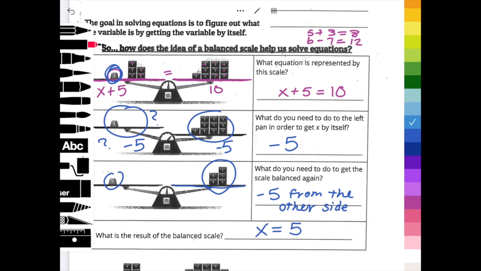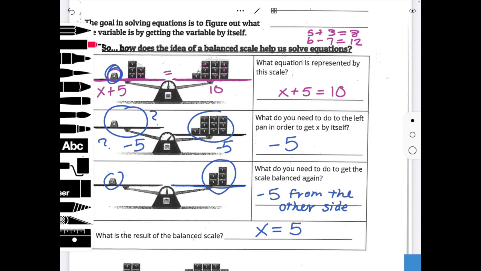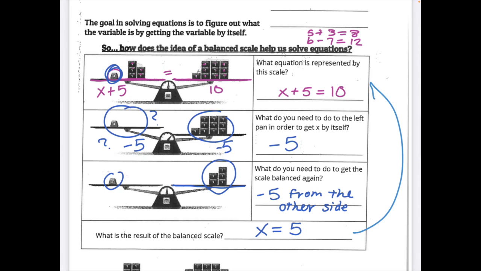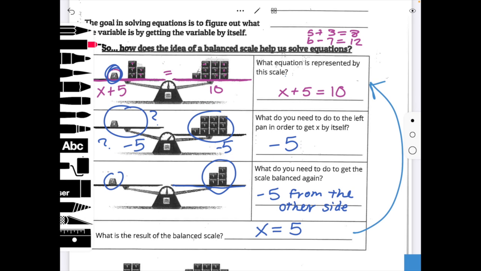And we can check our answer by taking 5 and substituting it back in for x. So if I take my 5 all the way up here, is 5 plus 5 equal to 10? Yes, it is. So you can always substitute the value back into our original equation to make sure that x is actually 5 and that it works out.